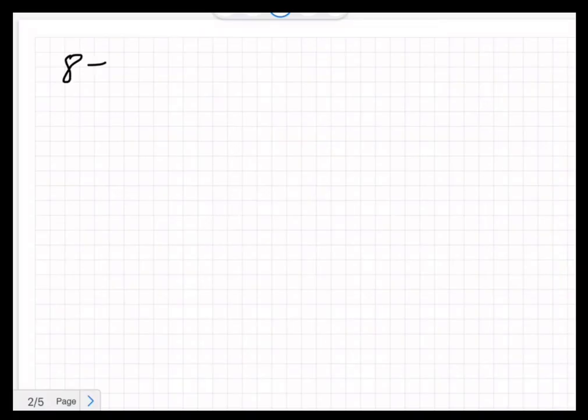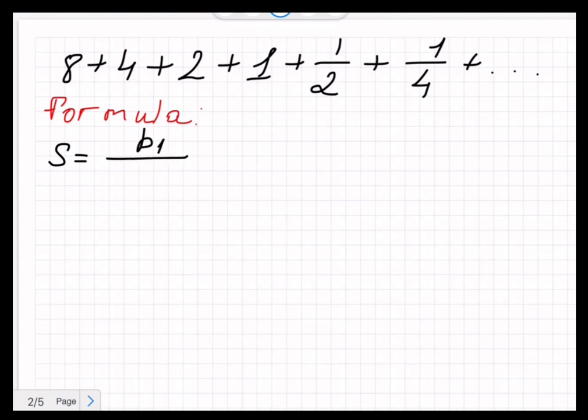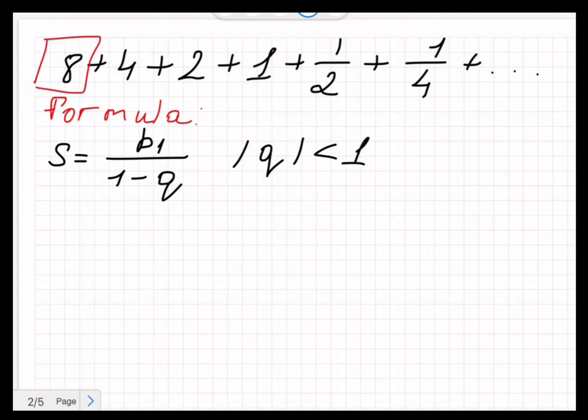So, let's say we have 8 plus 4 plus 2 plus 1 plus a half plus 1 over 4, and then it continues forever. How can we find the sum of this infinite geometric series? There is a formula for this. The sum is going to be equal to the first term divided by 1 minus Q, where Q is the common ratio, and the formula works if the absolute value of Q is less than 1.